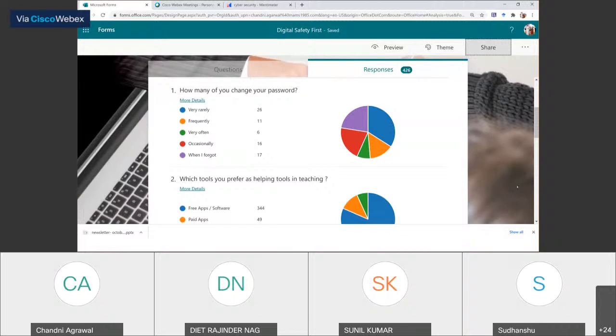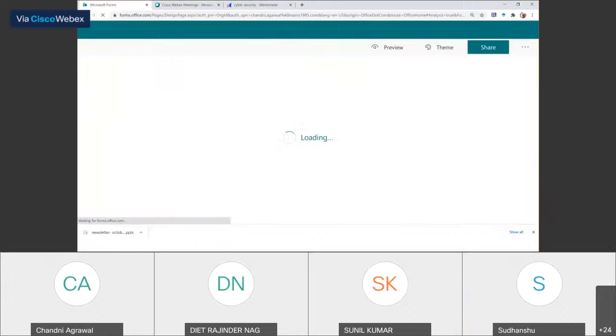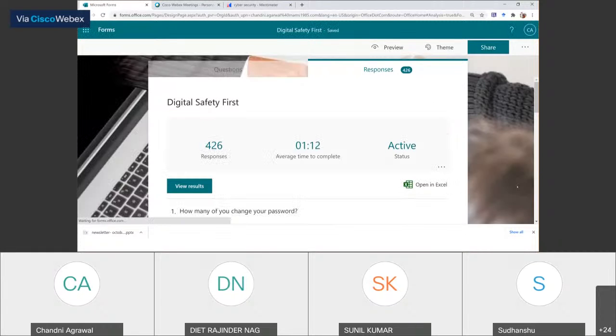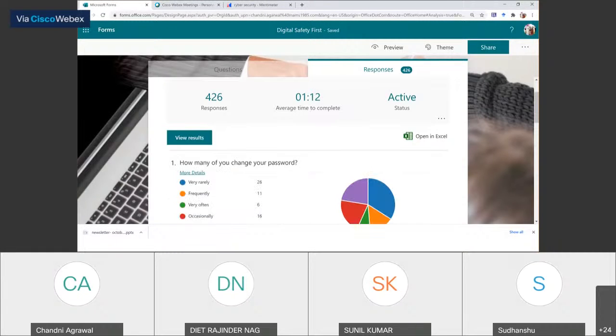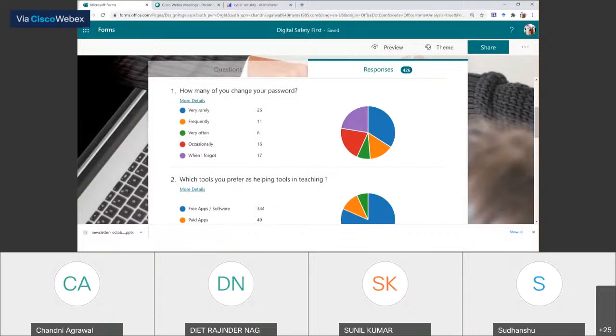I mean, very few responses we have received, but I think everyone is filling this. Kindly fill your view. Is there any problem coming in accessing this form? It's nice. Sonia Verma ma'am has done. Kavita Yadav ma'am has done.